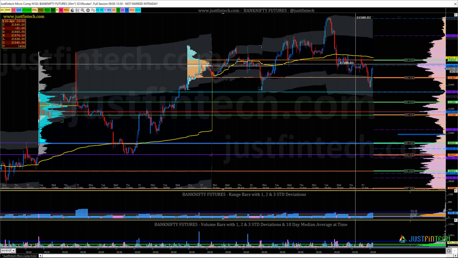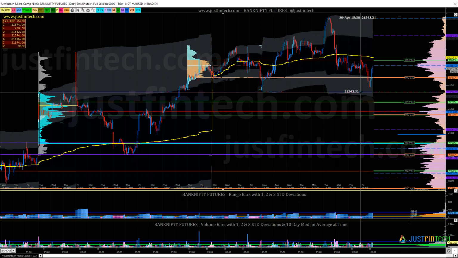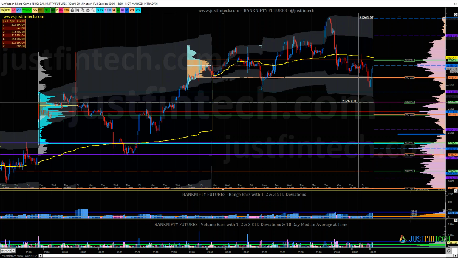As of now, it is trading within this balance, and this balance might decide where it wants to go. It needs to go down and accept into this lower balance if any major down move needs to shape up below this 21,350 zone.